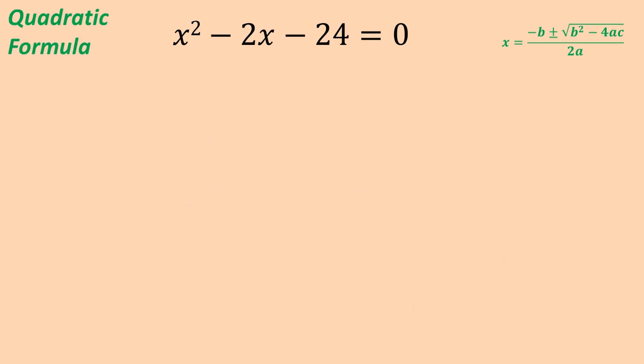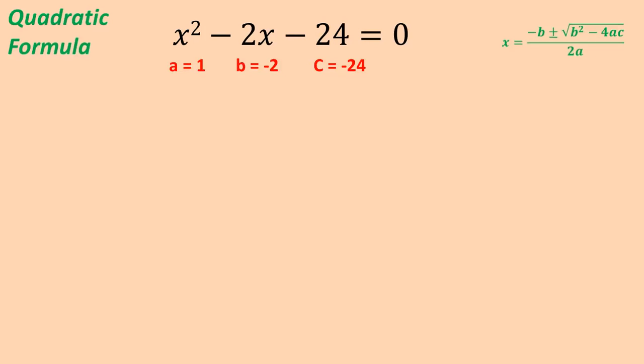Here, the figures we are going to get: a is equal to 1, the coefficient of x squared. The coefficient of x is minus 2, that is equal to b. And the constant quantity, that is x to the power of naught, is minus 24. So c is equal to the constant, minus 24.